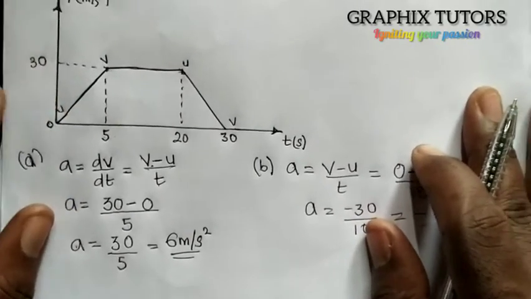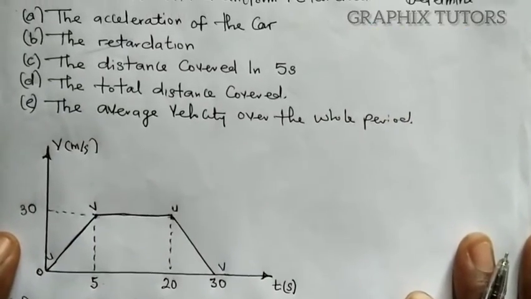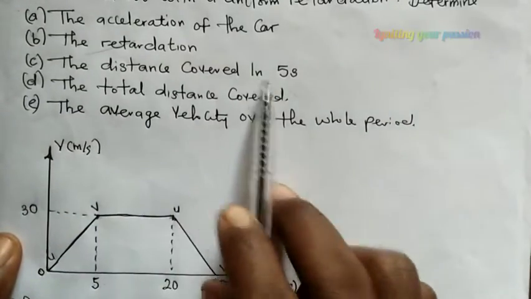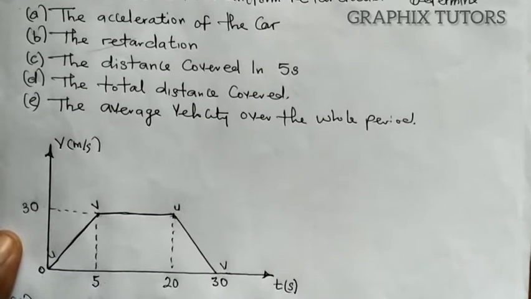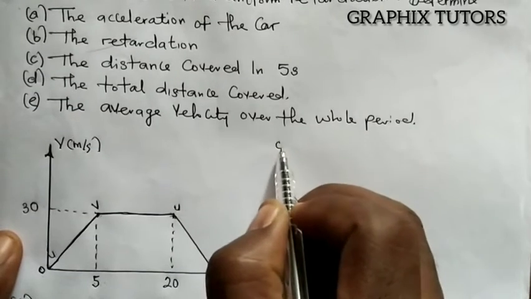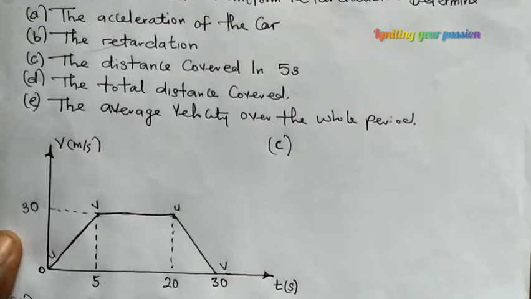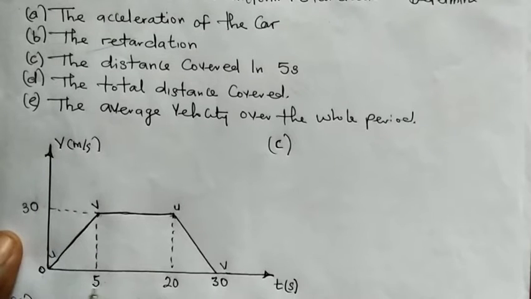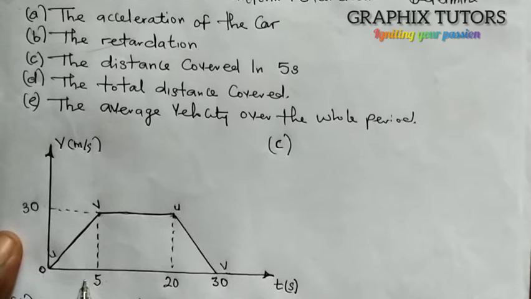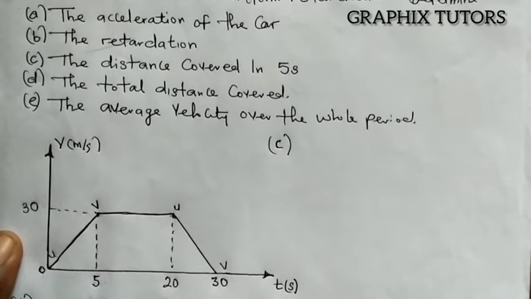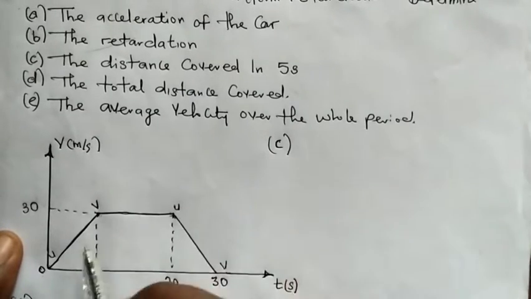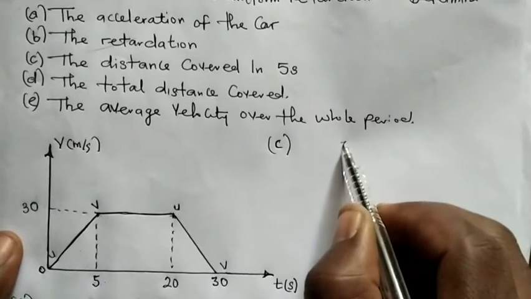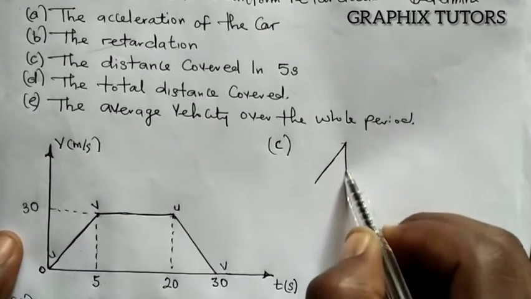Then for the C here, we say the distance covered in the first 5 seconds. Now there is a secret here for the question C. When you are calculating distance in a velocity time graph, it means you are going to be looking for the area. I'm going to be multiplying the velocity and the time. Are you with me now? In this case, we're having a figure this way, right?